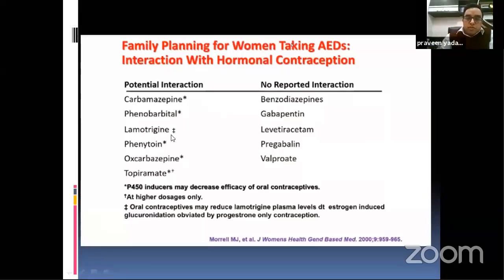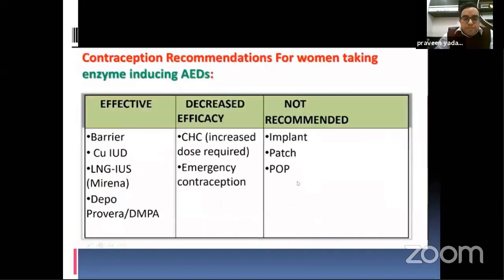So all these things have to be taken care of, and you should be in close communication with the gynecologist regarding the issues of contraception whenever these female patients with epilepsy are being treated. These are the effective contraceptives which can be used: barrier, Mirena, and Depo-Provera. These are the safer options which can be used in women taking enzyme-inducing antiepileptic agents.